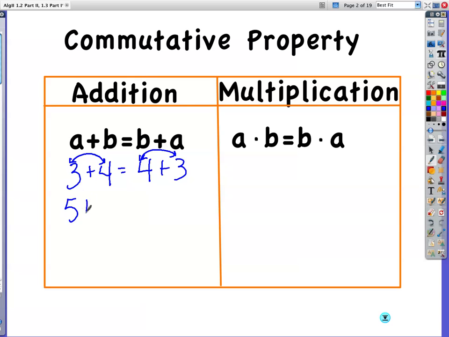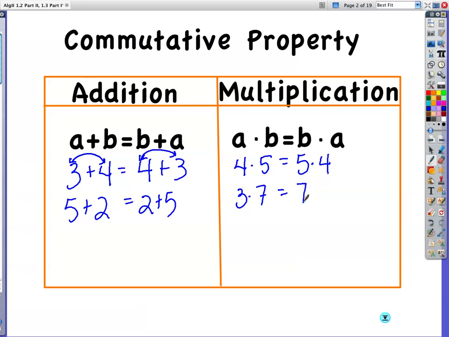Okay, 5 plus 2. Well, they commuted. Now the 2 goes to where the 5 is, the 5 goes to... 5 plus 2 equals, oh my gosh, I had that wrong. 5 plus 2, they didn't commute. It must have been a snow day. 2 plus 5. All right, same with multiplication. The only difference is you have a multiplication symbol. 4 times 5 is equal to 5 times 4. They commuted back and forth. 3 times 7 is the same as 7 times 3.